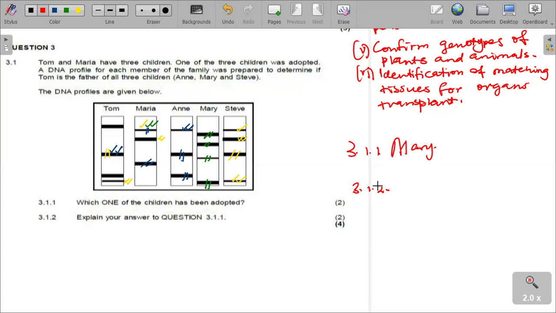As you have said there, it doesn't match either of the parents. It cannot match the DNA. In this case of Mary, because the matching bar patterns are not showing there, we can say that she is a possible adopted child, because none of her DNA is matching that of either the father or the mother.